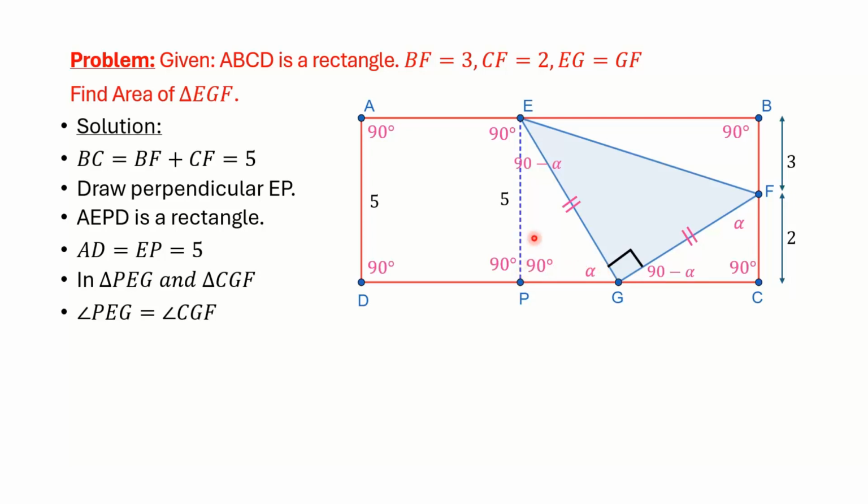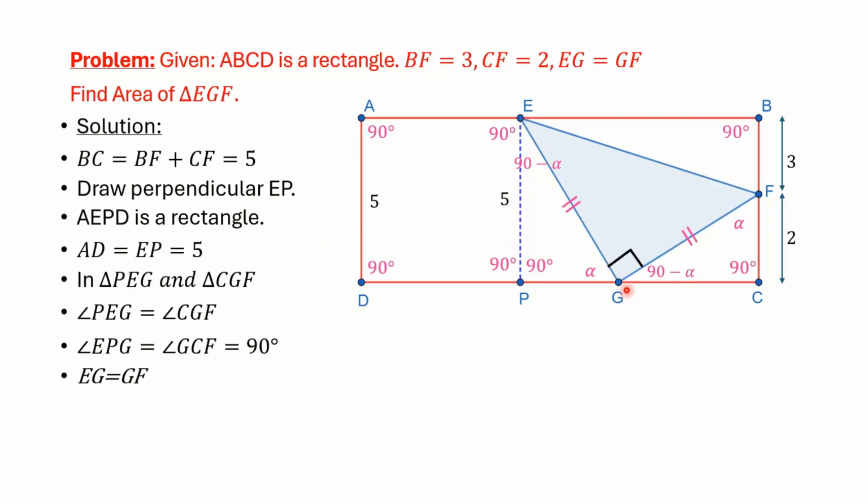Now this is 90. So this plus this has to be 90 because this makes a triangle. The sum of all these angles is 180, so this is already 90. So this plus this has to be 90 and this is alpha. So this will be 90 minus alpha. So now this means this angle is equal to this angle. And we already know in these two triangles that EPZ equals GCF, that is 90 degrees. So this angle is equal to this angle and both are equal to 90 degrees.